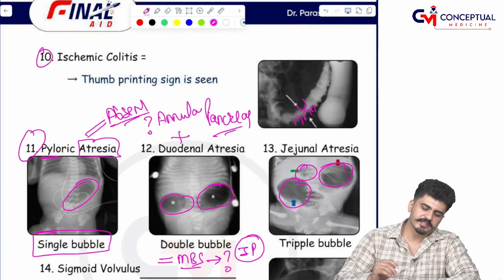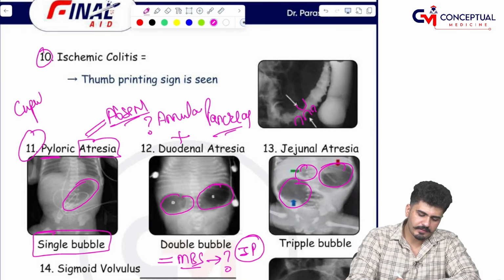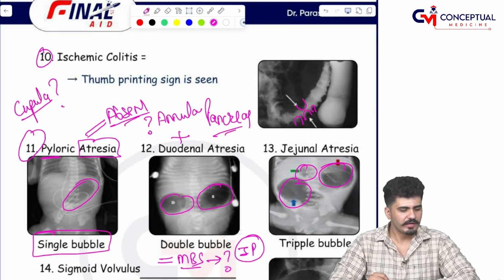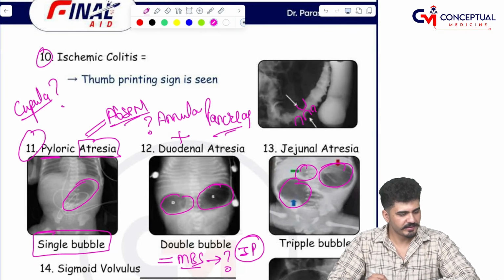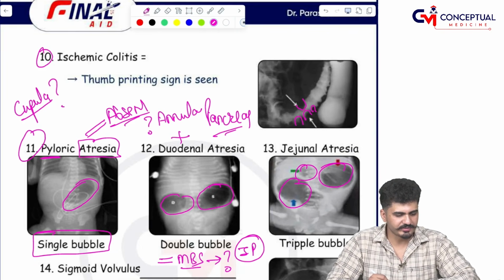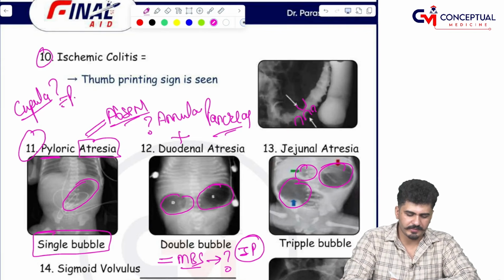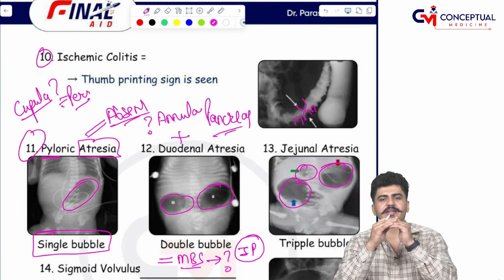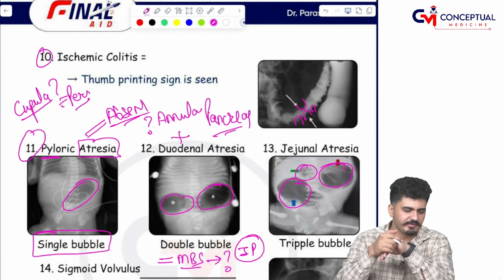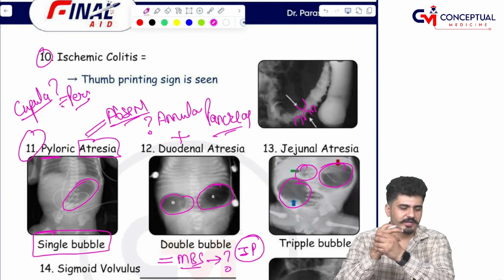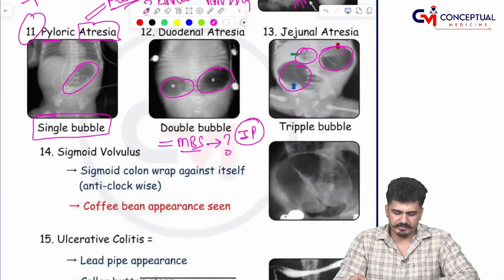So now another sign, the cupola sign. Cupola sign you are going to see in, yes, peritoneal perforation, where gas will be under the diaphragm. Very good. Peritoneal perforation, when there is pneumoperitoneum. So here we are done with this part.